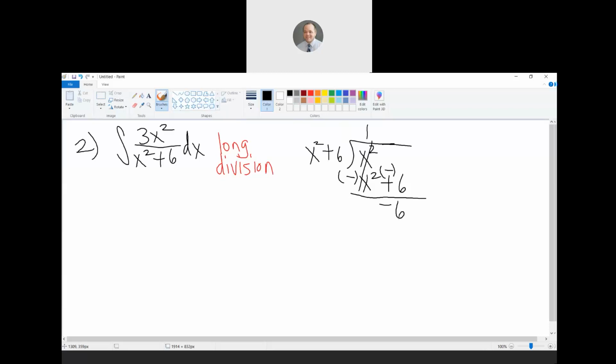That means we can rewrite our original fraction as 1 and write the remainder over your original divisor. So that would be -6 over x squared plus 6. Any questions about the long division?